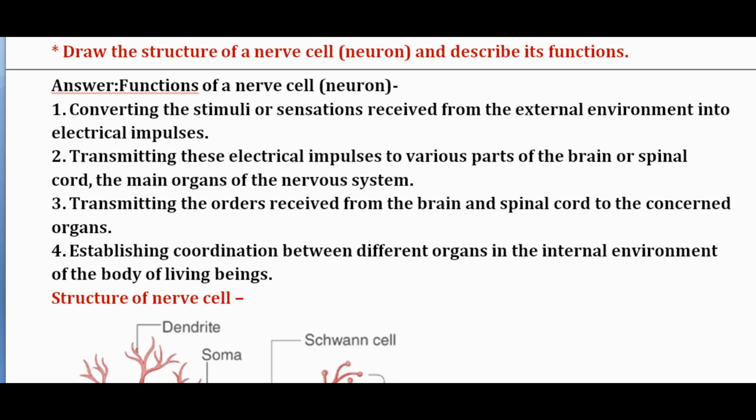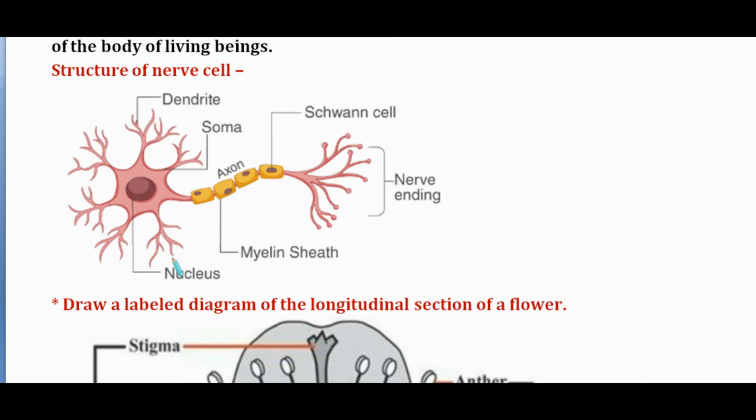These are the functions of nerve cells, and the structure is, this is a nerve cell, this part is the nucleus, these are the dendrites, this is the soma, and this part is known as the axon, and the covering part is known as the myelin sheath, and the cell present on the axon is the Schwann cell, and these are the nerve endings of the neuron cell.